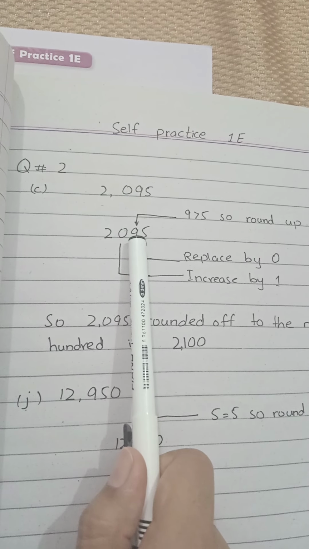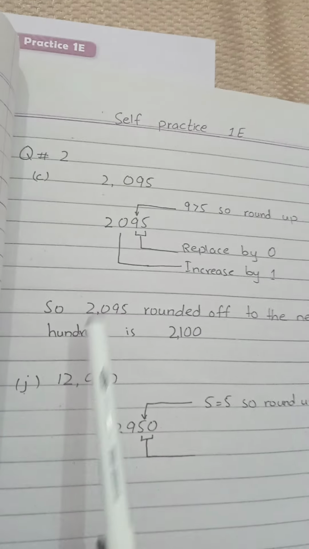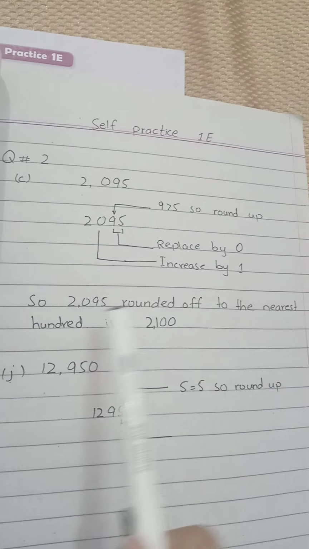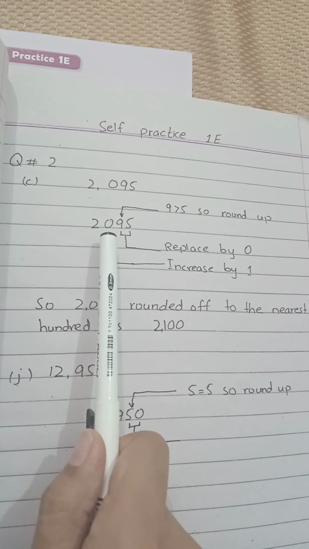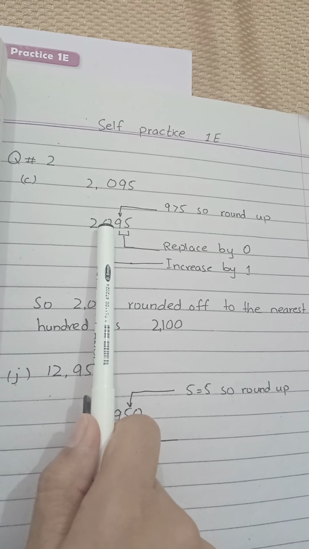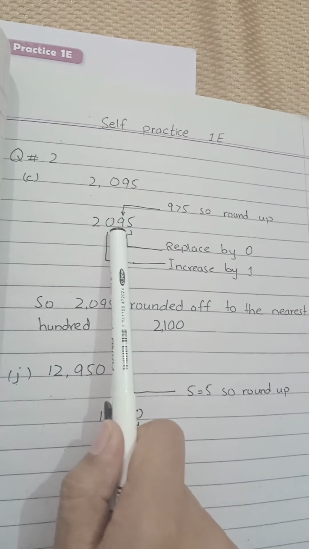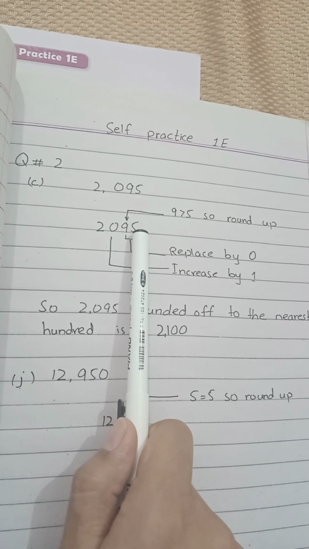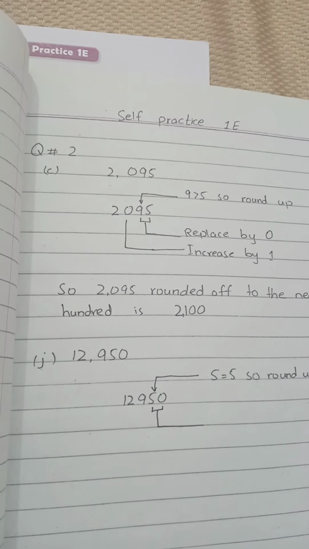When we make 0 0 here and 1 here, 2095 rounded off to the nearest 100 is 2100. Here it will be 1 because it is increased by 1 as we are rounding up, and the remaining ones and tens place values will become zeros, so it will be 2100. Next, it's J part I have written here.